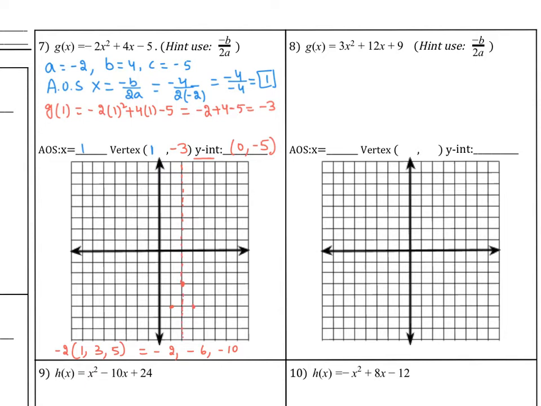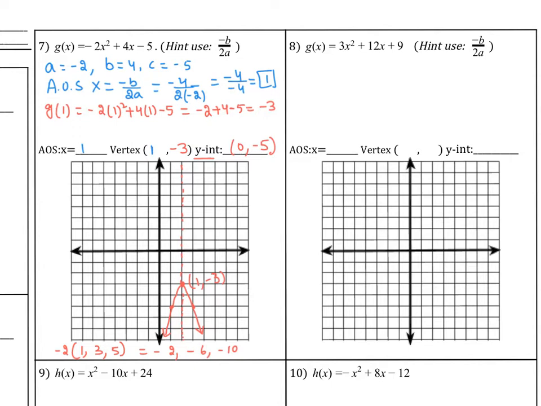You need only 3 points to make a good looking graph, so we're going to use the vertex, that is going to be (1, -3), and then we are going to follow the pattern, that is negative 2, negative 6, and negative 10.